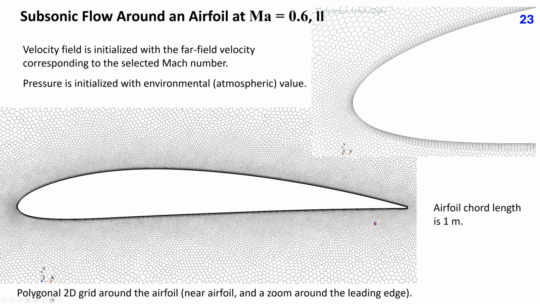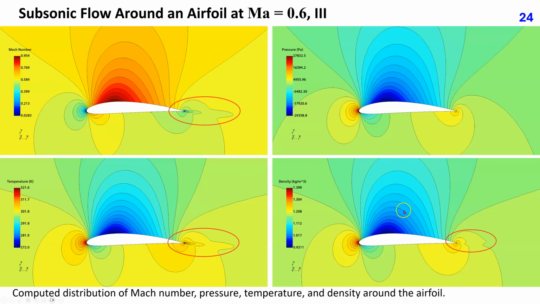The velocity field is initialized with the far field velocity corresponding to the selected Mach number. Pressure is initialized with environmental or atmospheric pressure. These plots show the computed distribution of Mach number, pressure, temperature, and density around the airfoil.